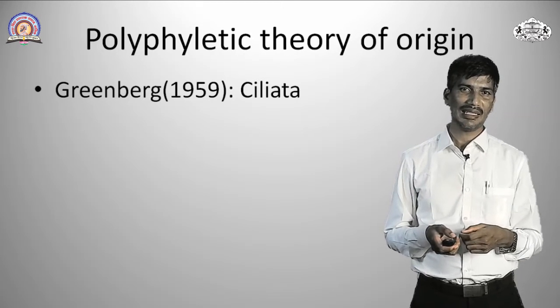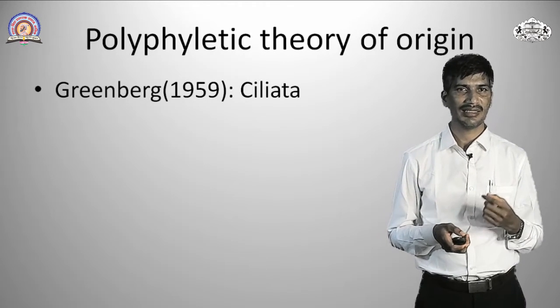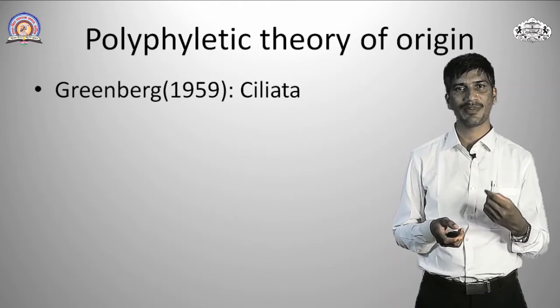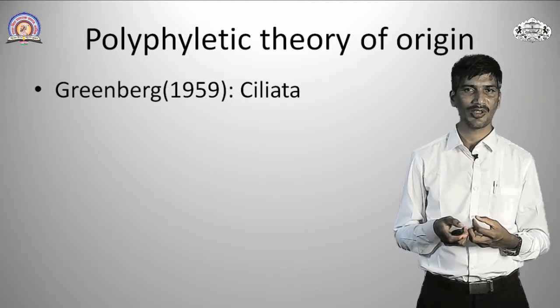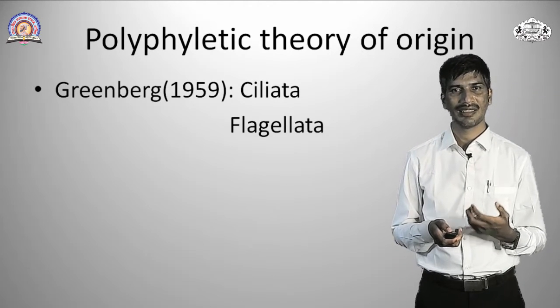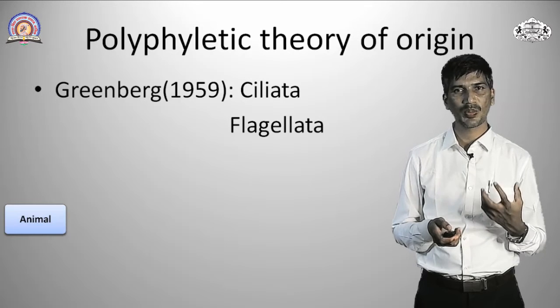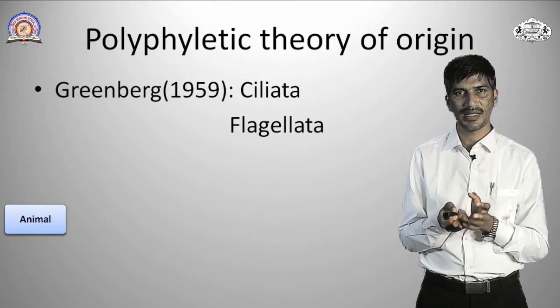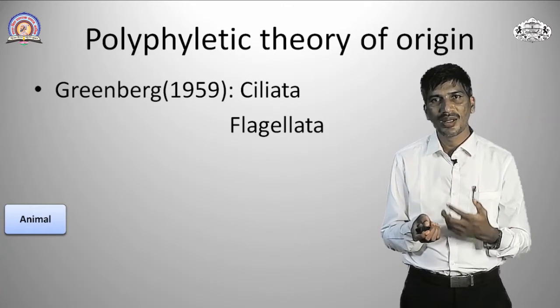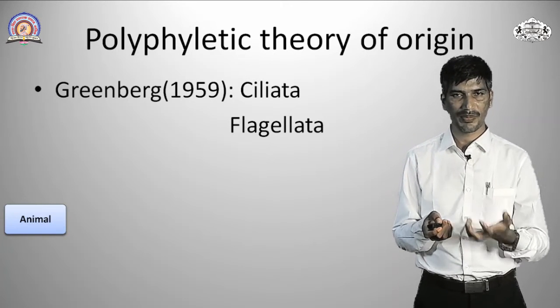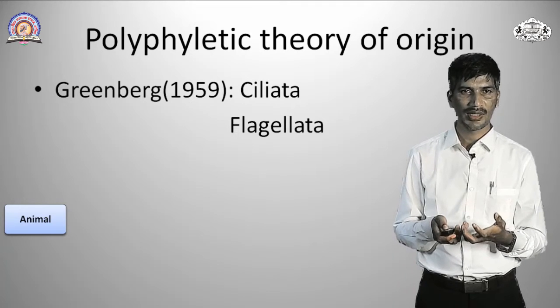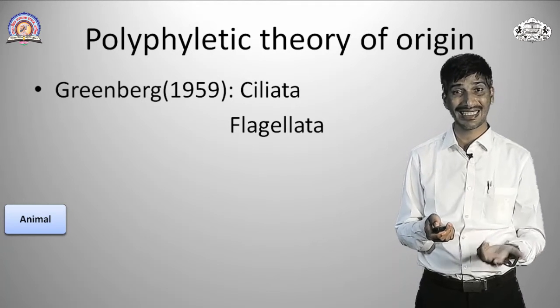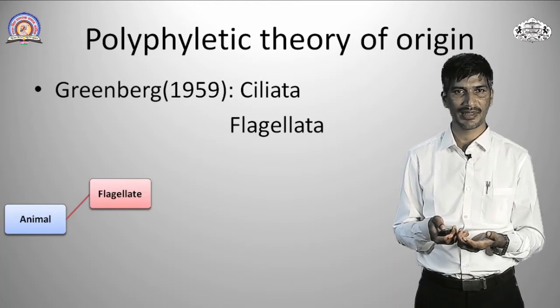Very first, in 1959 Greenberg proposed this idea. There is Ciliata, then Flagellata. These two groups of protozoan animals participate in the polyphyletic origin of metazoan. How? Which animals? There are the ciliated animals and the flagellated animals.